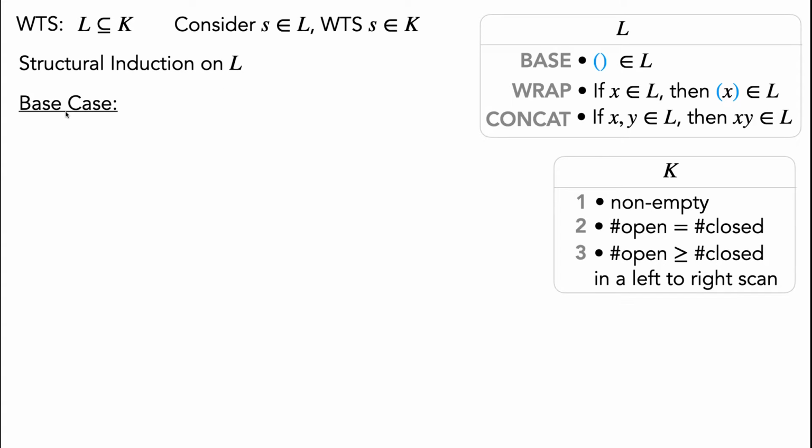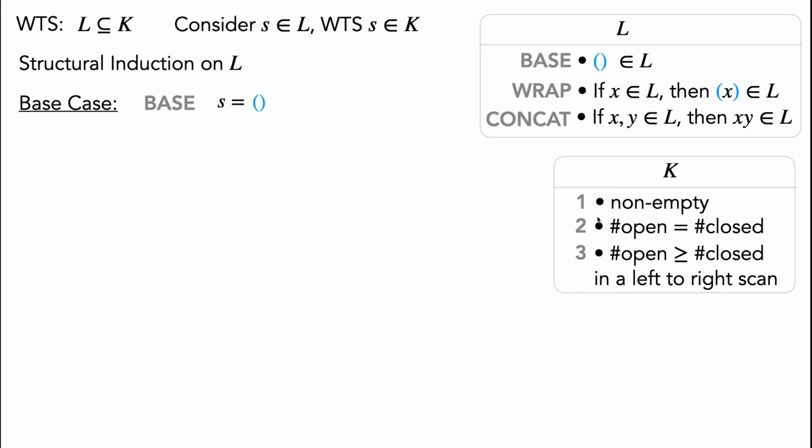You'll notice when you're doing these structural induction proofs that your base cases normally line up really well with the base cases of the recursive structure. So our base case is actually going to be considering the string S as the base. So S is going to be equal to open paren, close paren, like the base case here. So we start off with our string S in L, and now we just want to show that this string S is also in K.